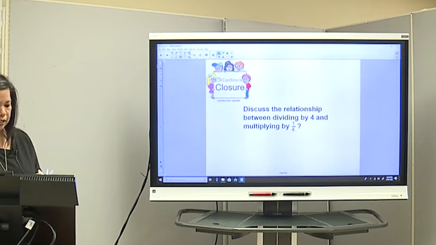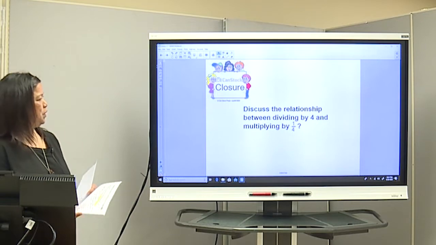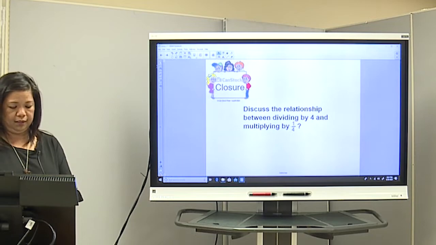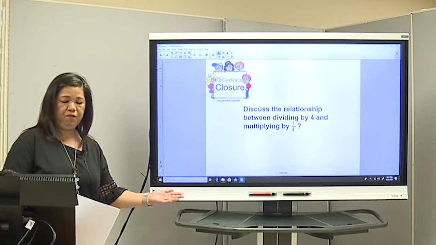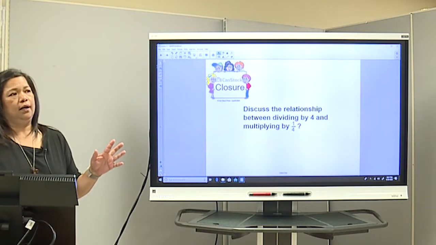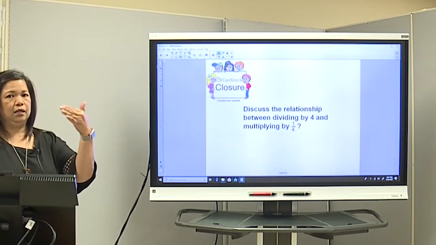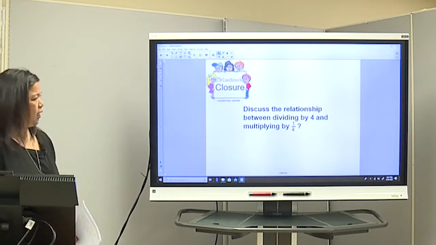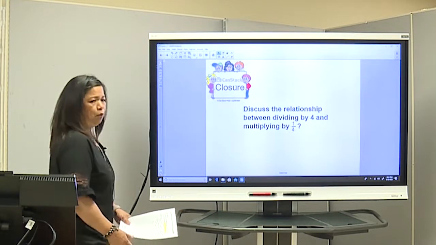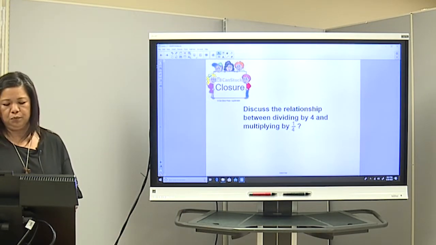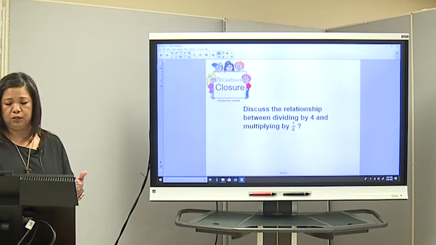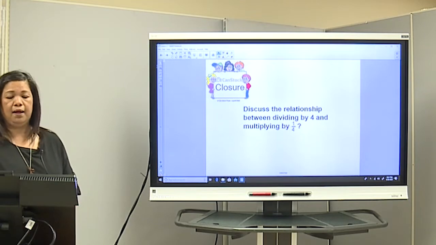So to close this lesson, I want you to discuss the relationship between dividing by 4 and multiplying by 1/4. Now remember, we did that from the very first example that we did. We wrote division expression, and then we wrote multiplication expression. And what did we say? If you are dividing by 4 and multiplying by 1/4, what is the relationship? You are correct. Division by 4 and multiplication by 1/4 are the same thing.